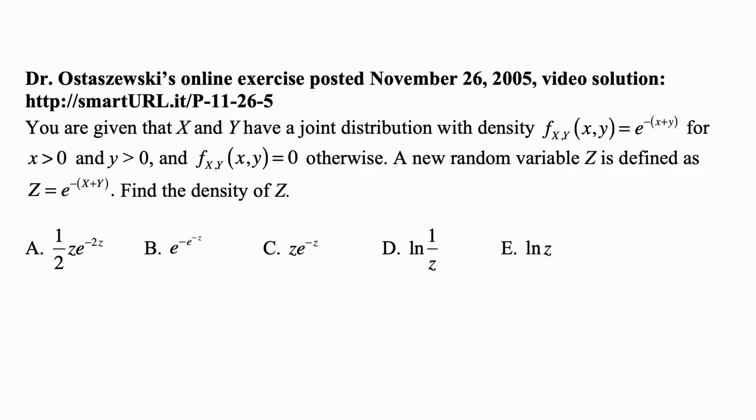Here's a problem for today for exam P. You are given that x and y have a joint distribution with density f sub xy of xy equal to e to the minus (x plus y) for x greater than 0 and y greater than 0, and 0 otherwise. A new random variable z is defined as z equal to e to the minus (x plus y). Find the density of z, and you have 5 choices.